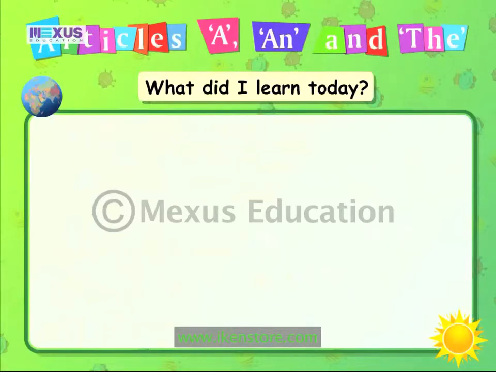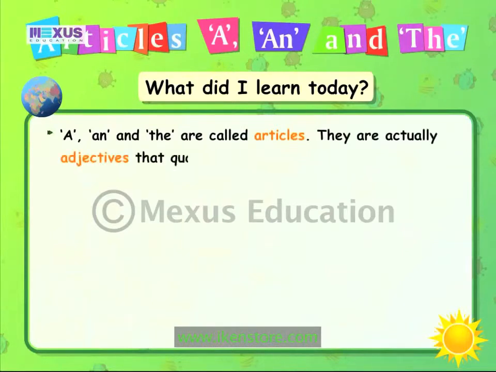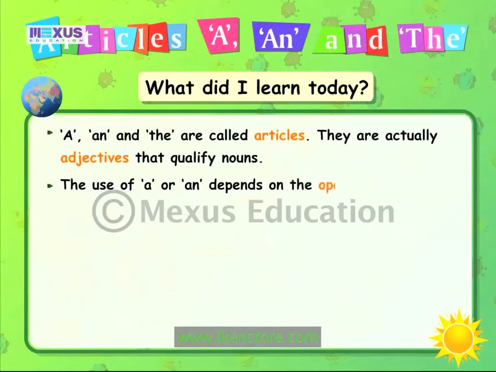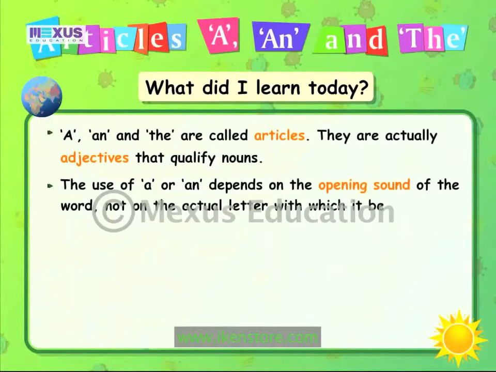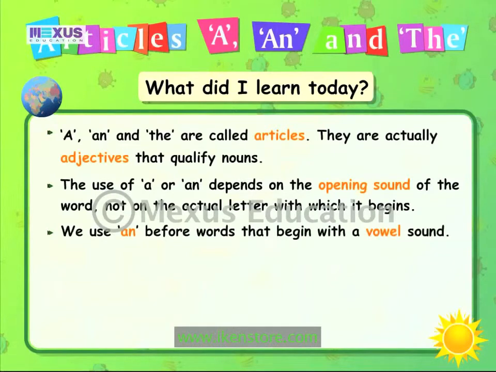Articles: a, an, and the. A, an, and the are called articles. They are actually adjectives that qualify nouns. The use of a or an depends on the opening sound of the word, not the actual letter with which it begins. We use an before words that begin with a vowel sound. We use a before words that begin with a consonant sound.